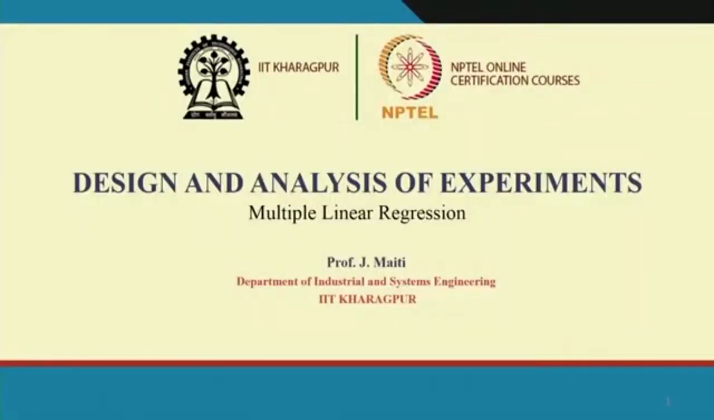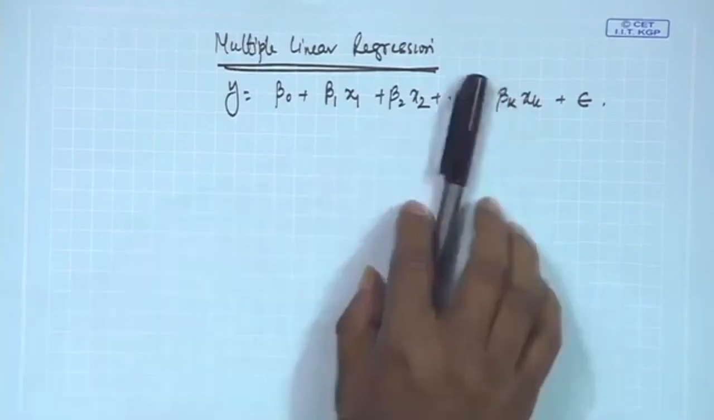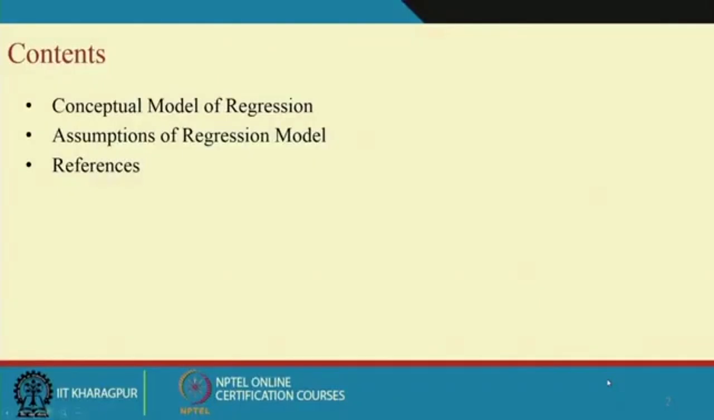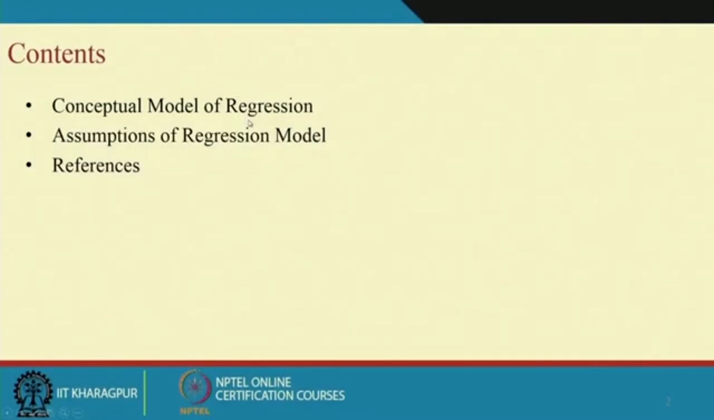Hello, we will discuss now multiple linear regression. So, the presentation will be like this. This is a very basic lecture on multiple linear regression. As a result, we will give you a conceptual model, what is a regression model and what are the assumptions of the regression model, and if possible, I will give you the equation for parameter estimation, which will be discussed in the next lecture also.